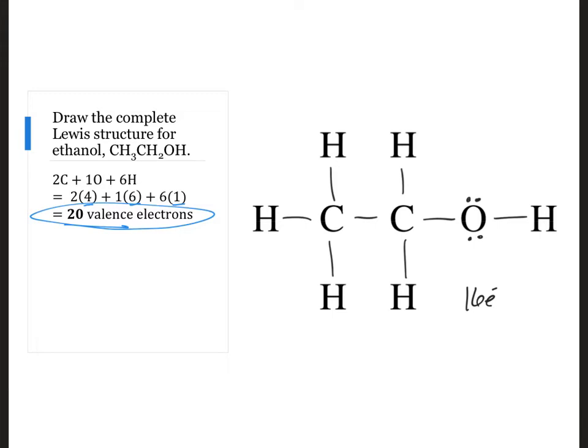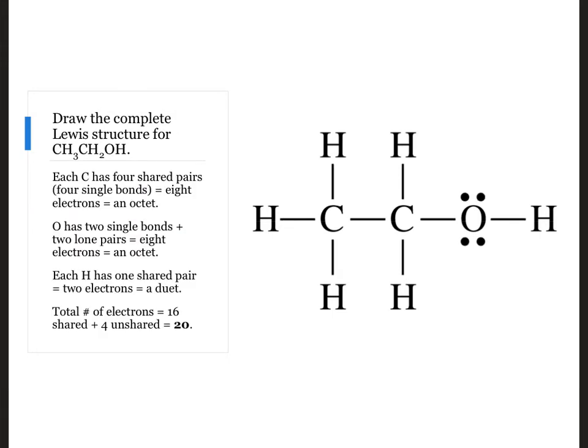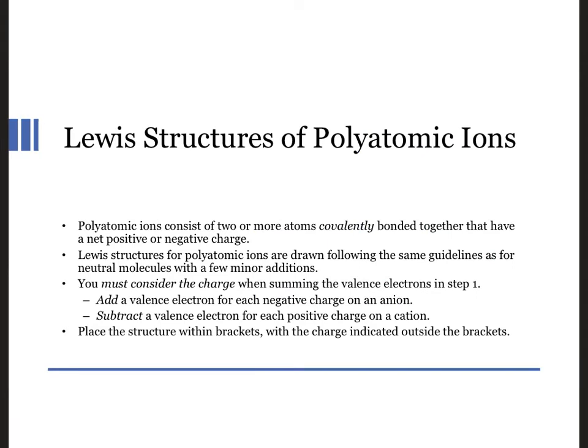All right, let's clean up this structure and verify that it is correct. Step 7. Verify duets, octets, and the total number of valence electrons. We verified the octets in the last step. Every hydrogen has a single bond, so their duets are satisfied. Counting total electrons, we have 2, 4, 6, 8, 10, 12, 14, 16, 18, 20. This structure is done.